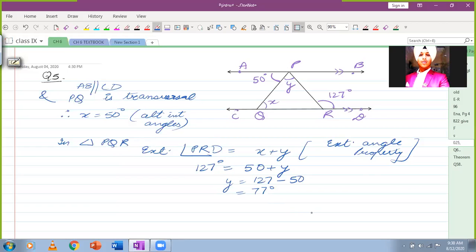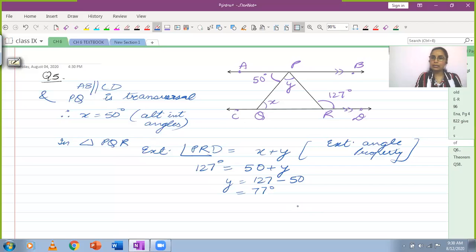So if you have done it any other way, provided you are using the correct properties, it's completely fine. You might need a couple of steps more to reach your answer.